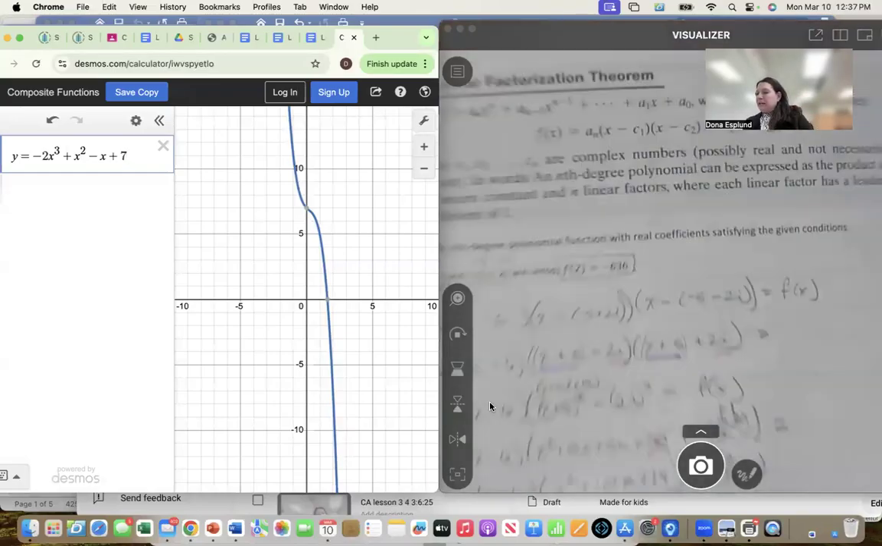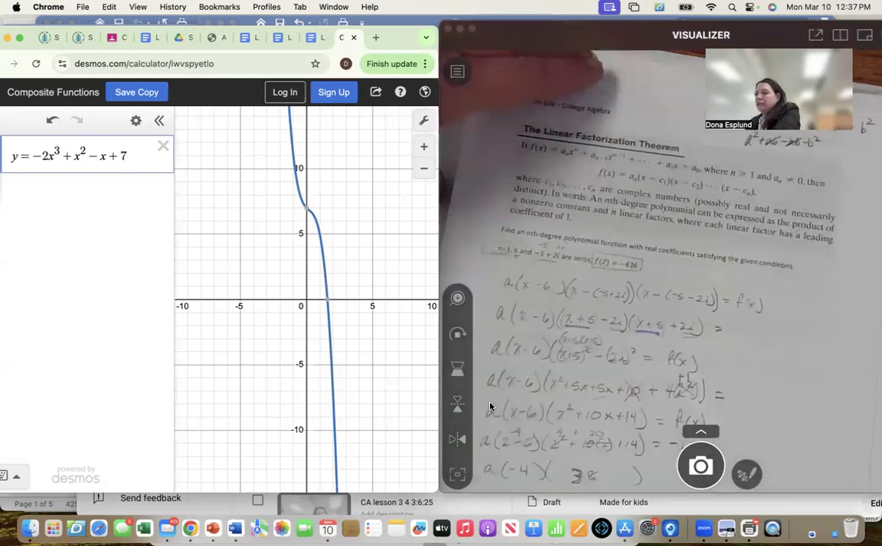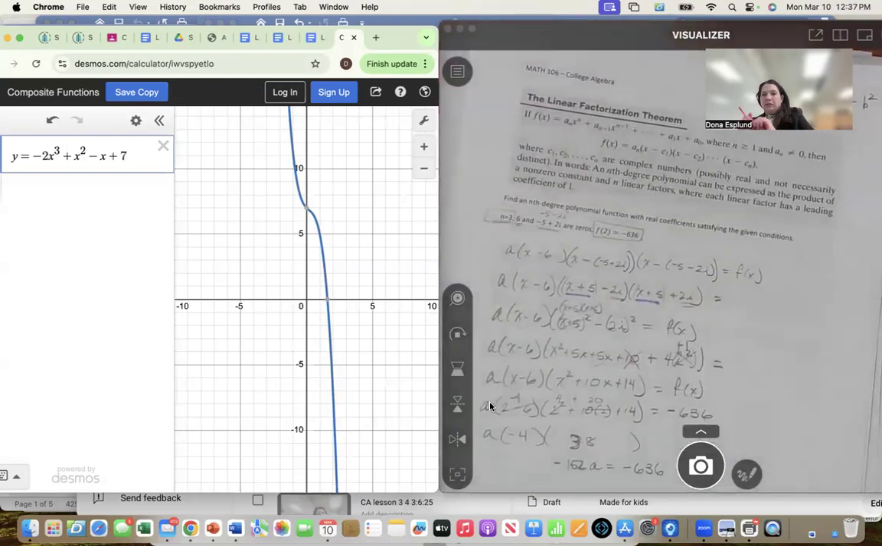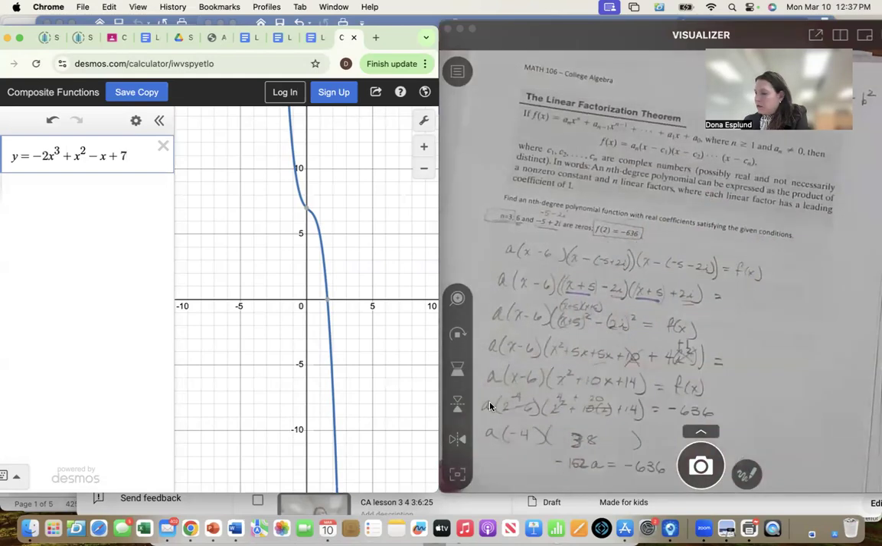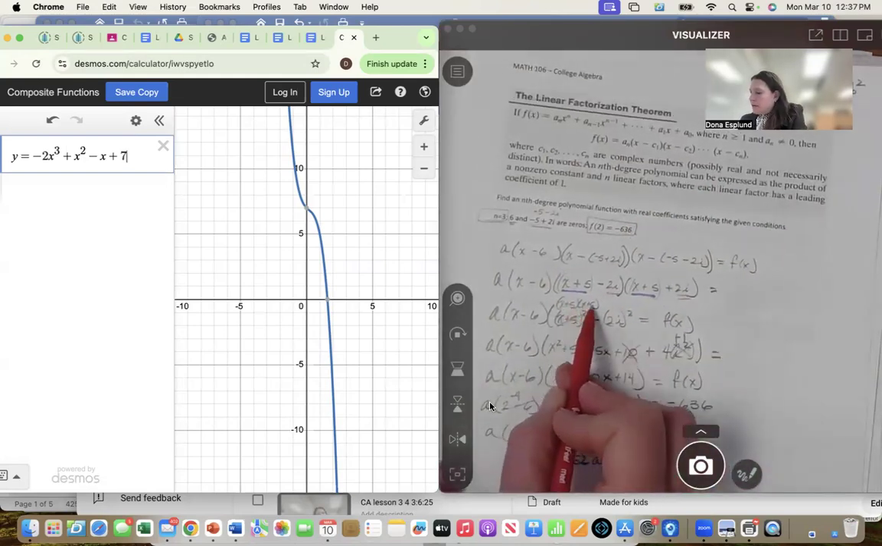Hey guys, I found my error. So isn't this nice? Just like you guys have your homework, I'm going to take mine and use my red pen, and I'm going to mark my error. Do you know that 5 times 5 is not 10?